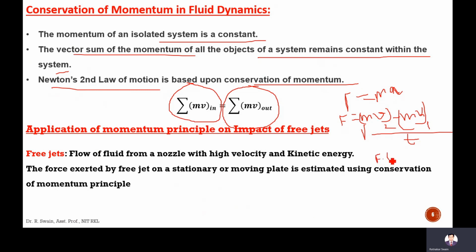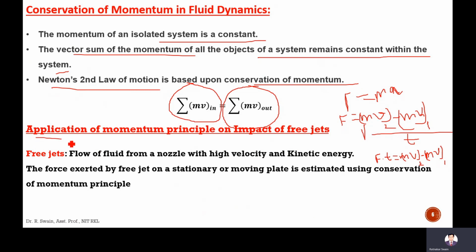So Ft means impulse. So impulse force is change in momentum, mv2 minus mv1. This conservation of momentum is applied in impact of free jet. If there is a jet force acting on a plate or an object, then that impact force we can calculate using this conservation of momentum principle.